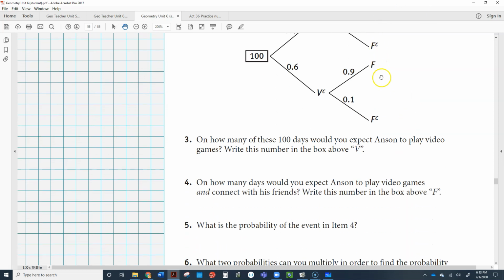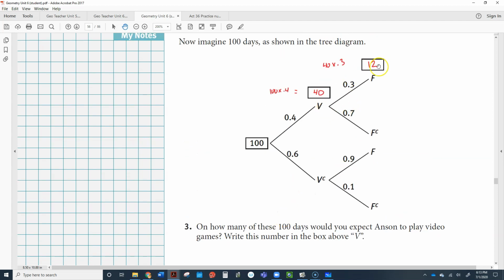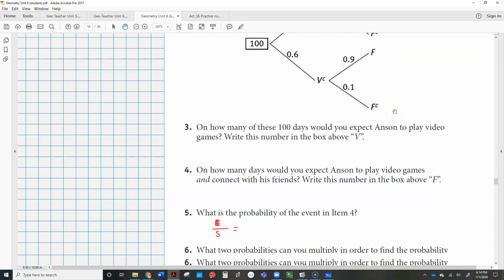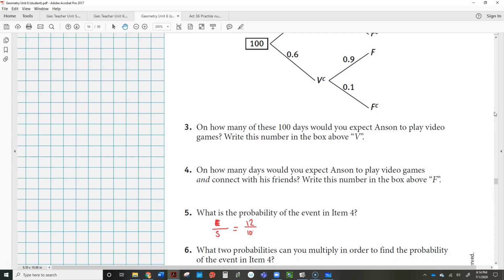And this is the desired event for the probability. The event that we want is the number that goes on top. This is how we've been doing probabilities the whole time. And the total sample space goes on bottom. So the event that we want is that after playing videos, he connects with friends. That came out to be 12 days. And the total number of days in my sample space was 100. So we found out that that comes out to be 12%.